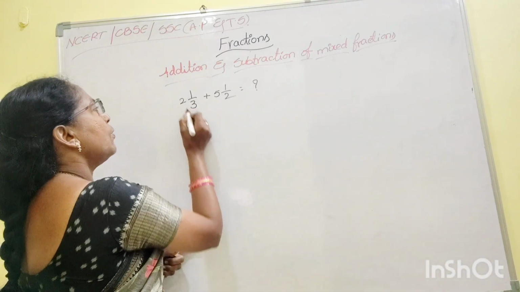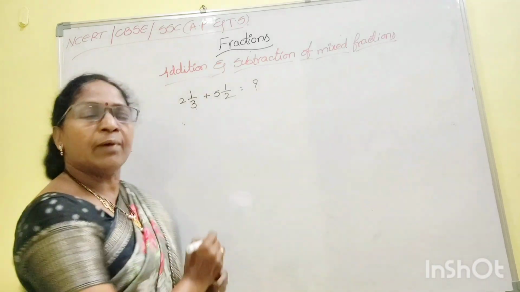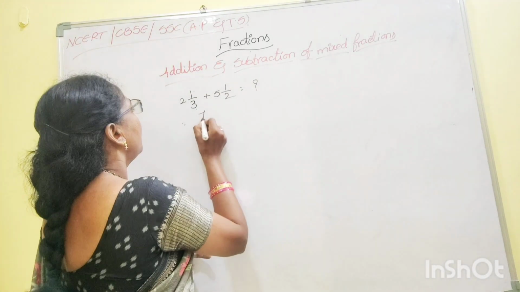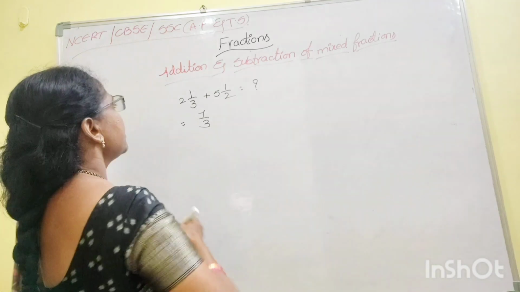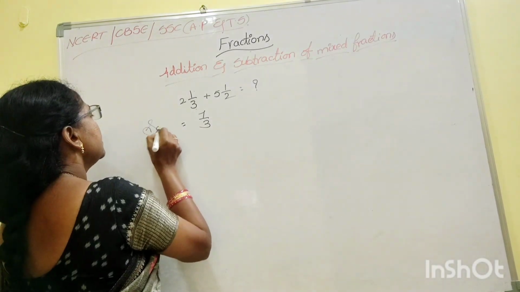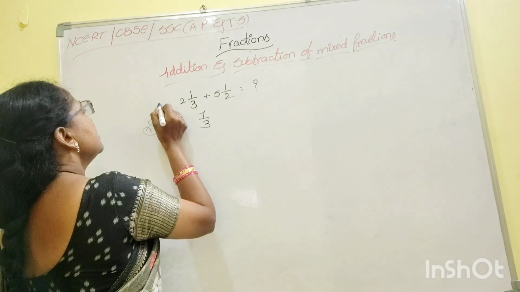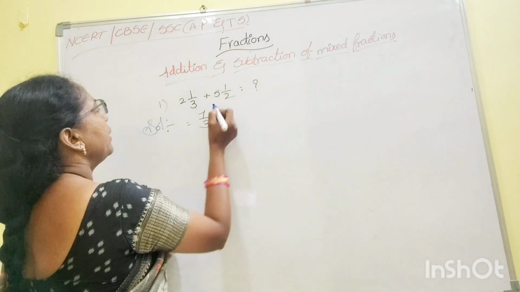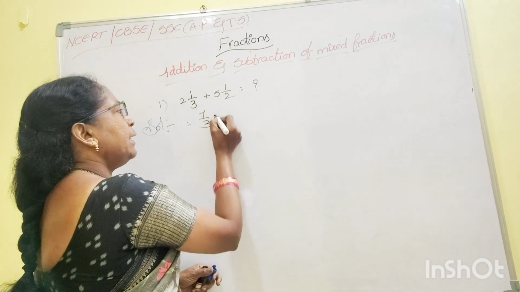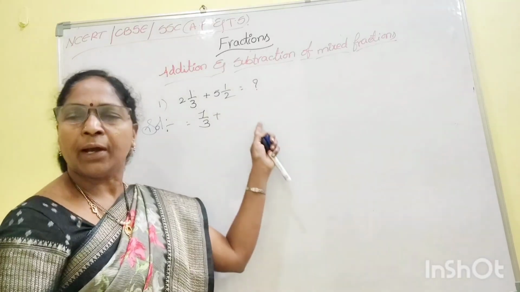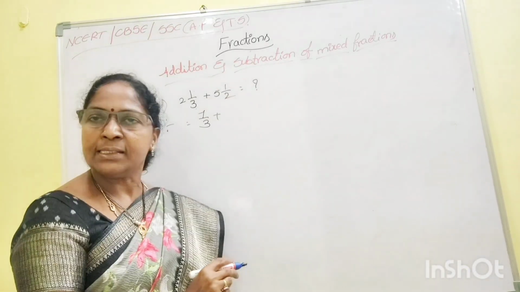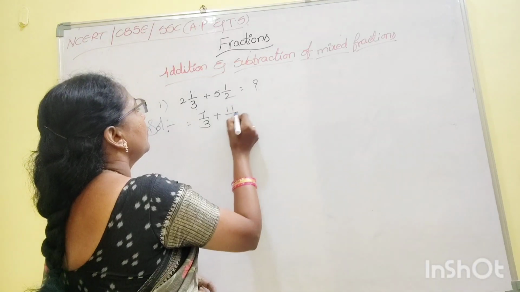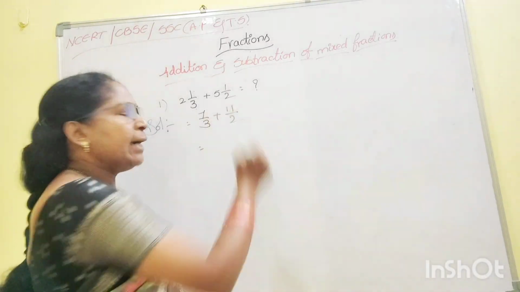Now, first you convert: 2 3s are 6, 6 plus 1 is 7, 7 divided by 3. Next, 5 1 by 2 here. This is the solution. Here, this is the question. Now here, 7 by 3 plus 5 1 by 2. Again, you convert into an improper fraction. 5 2s are 10. 10 plus 1 is 11. 11 by 2. Now add these two numbers.